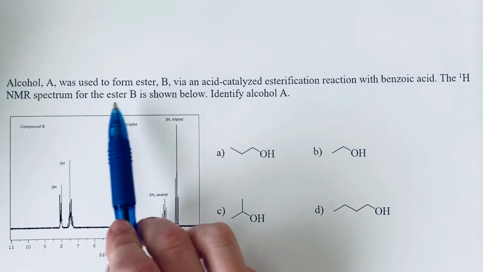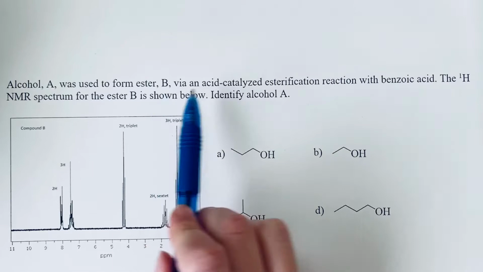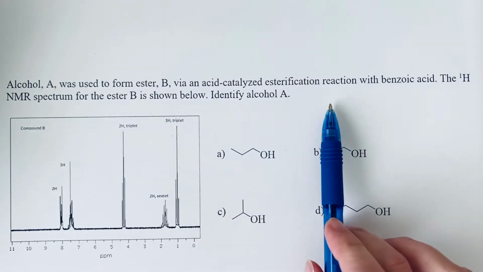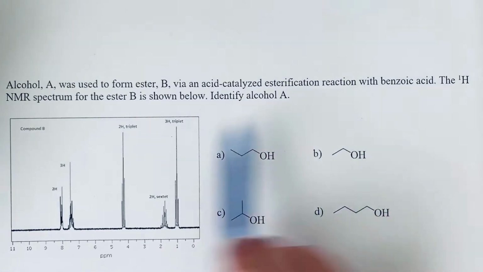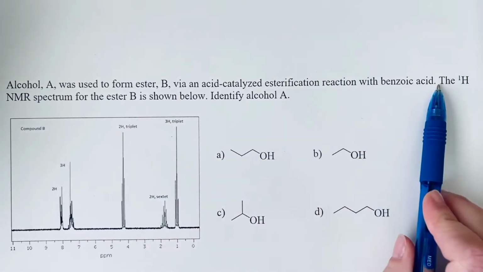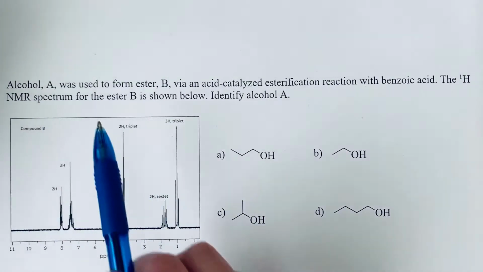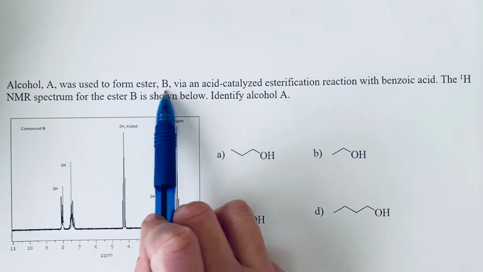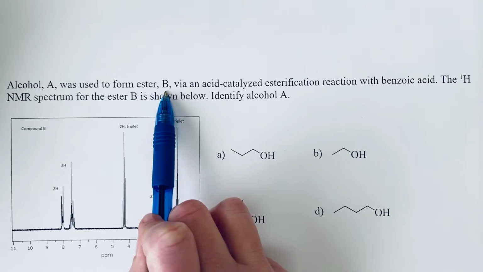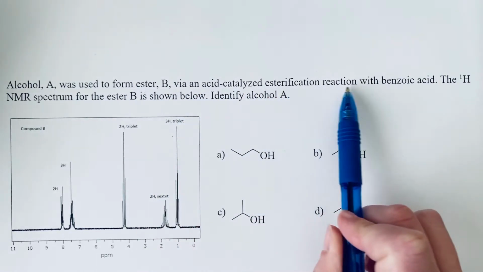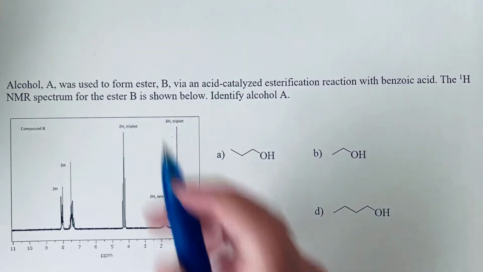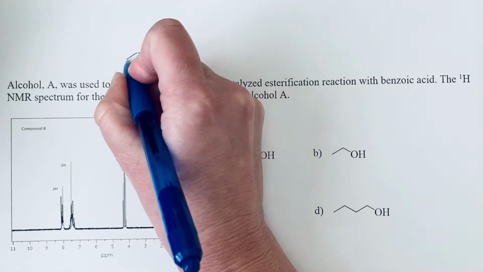Alcohol A was used to form ester B via an acid-catalyzed esterification reaction with benzoic acid. So let's just start with this first sentence and interpret this into an actual reaction. It tells us that we are forming an ester B, and that is the product, and that we are doing an acid-catalyzed esterification with benzoic acid. So this is the process that we're looking at.